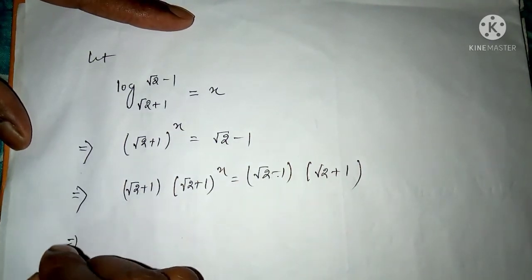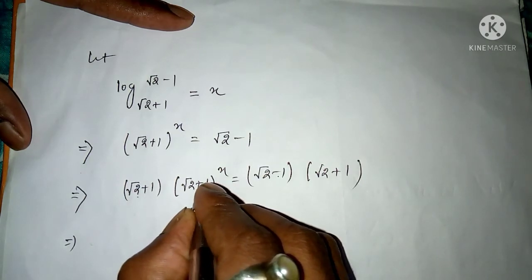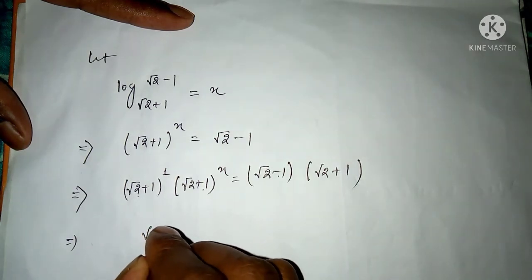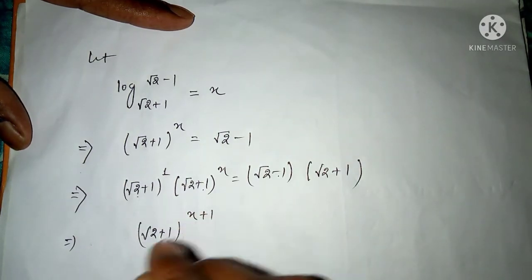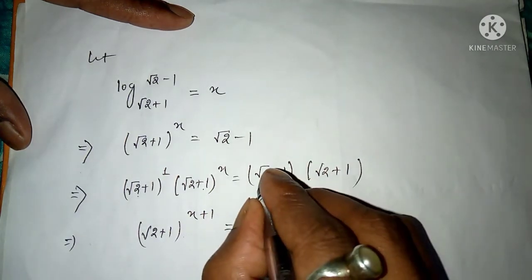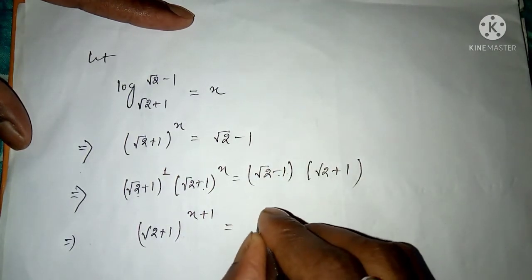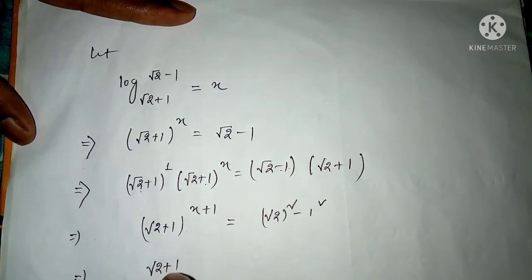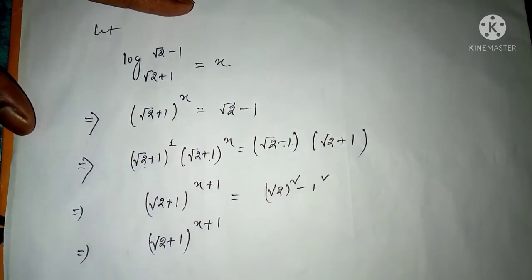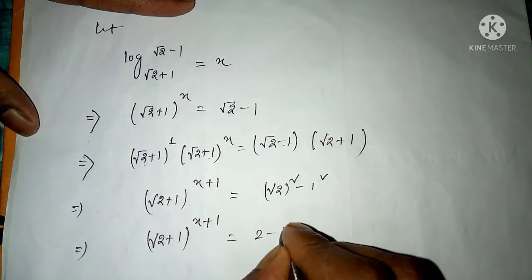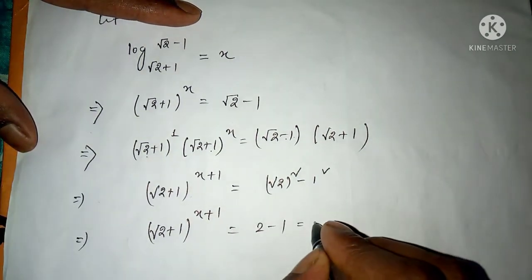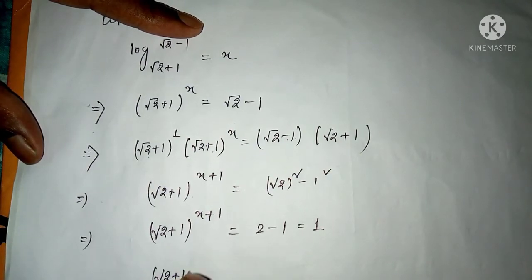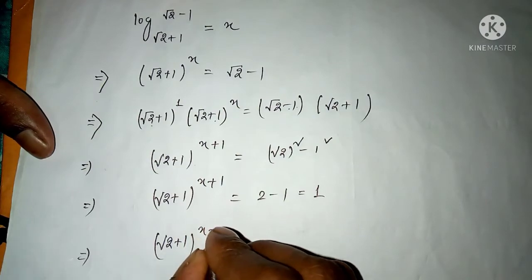Now see here, root 2 plus 1 and root 2 plus 1, the bases are the same. Now can I add the powers? Its power is nothing, meaning what? 1 is there. So you write root 2 plus 1 to the power x plus 1. Then it will be a minus b into a plus b, so can I write a square minus b square? Then root 2 square means 2 minus 1, that is how much? That is 1.